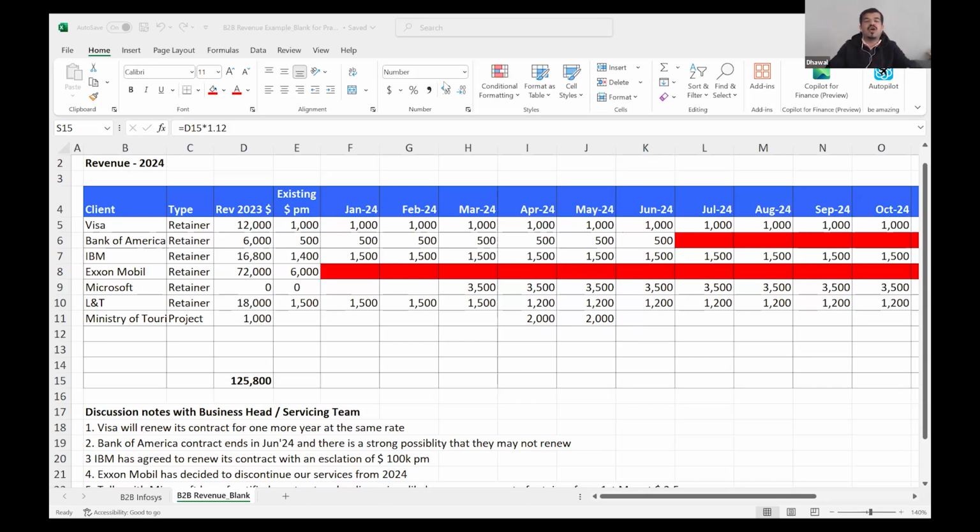We can try to retain ExxonMobil. They don't want to see our face. They've told us if they see us in a 5-kilometer vicinity, they're going to shoot us, right? So they don't want to see our face anymore. So ExxonMobil is gone. Yeah. New clients is one thing that we can do.